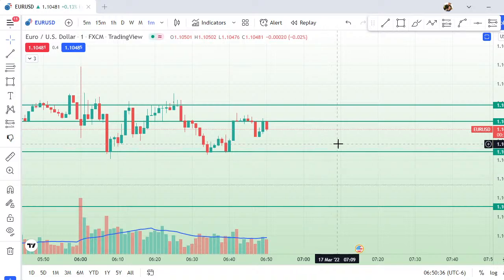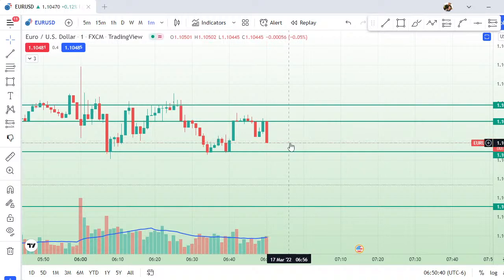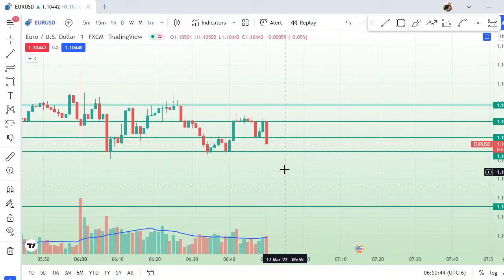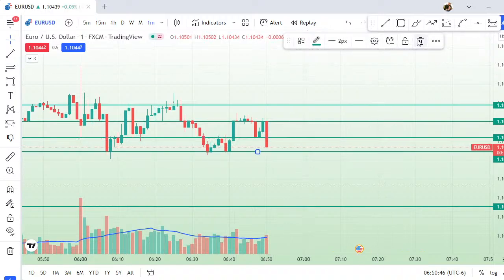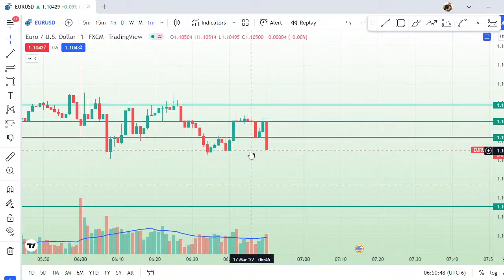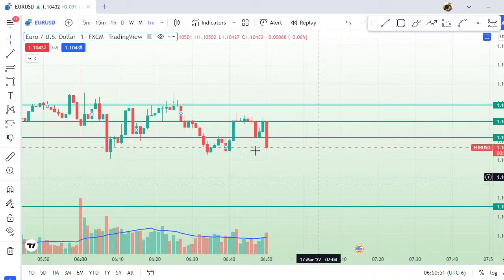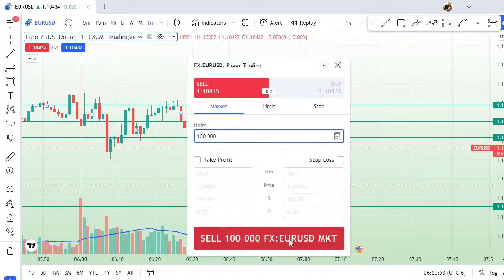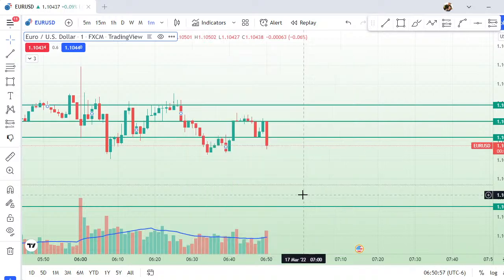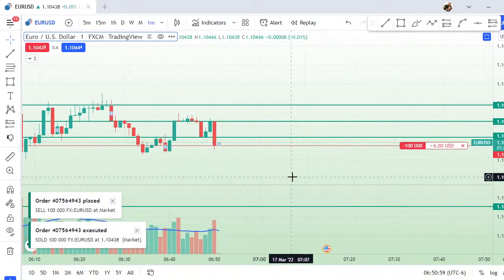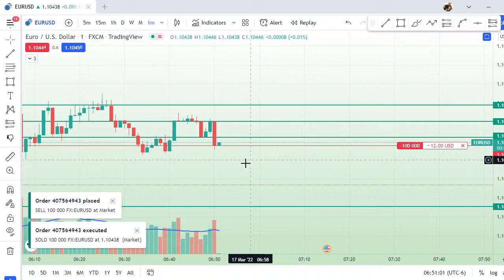Now I may get a better setup. Okay, now it's weak. Now this area is broken. Then I'm thinking this support will not be sustainable now. That's what I think. I'll short it here.